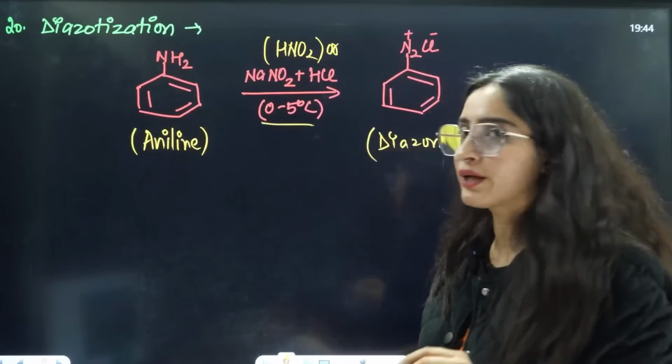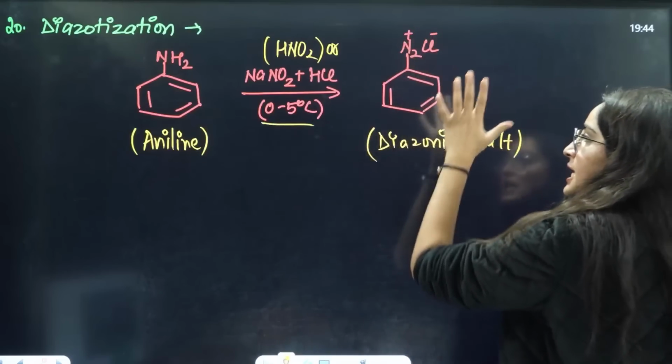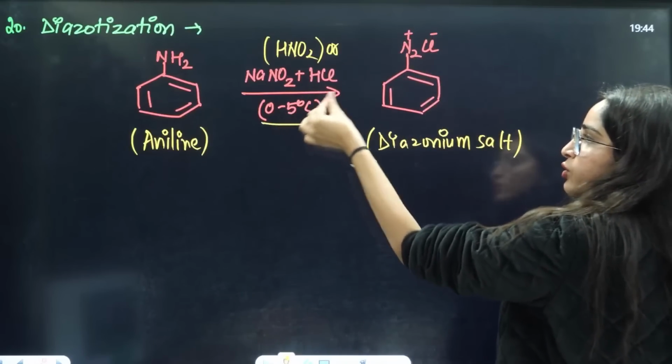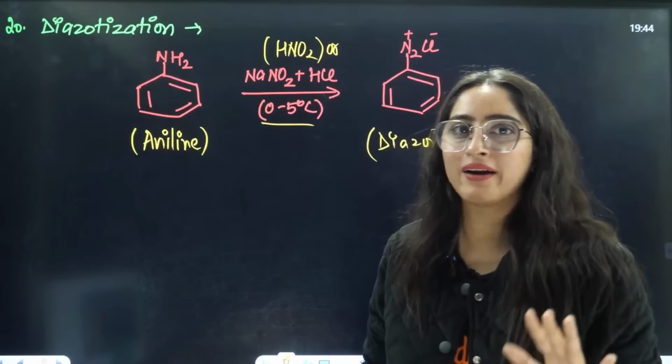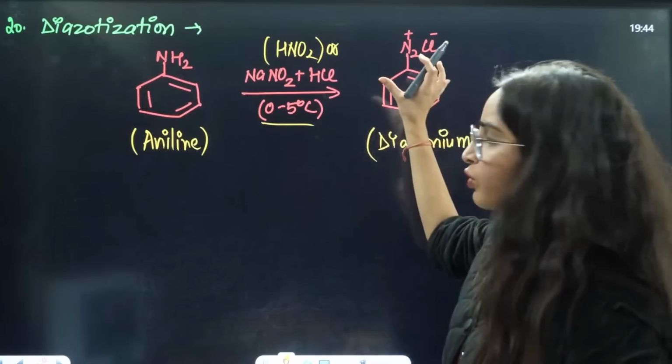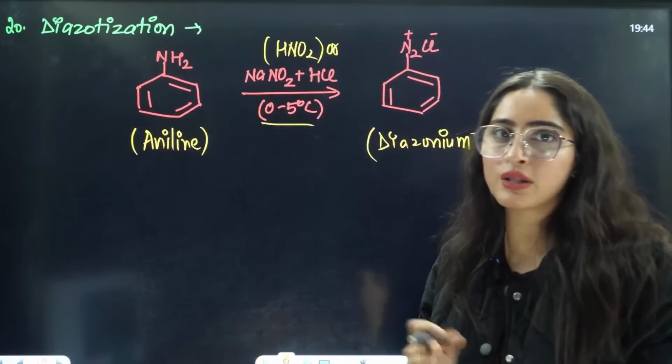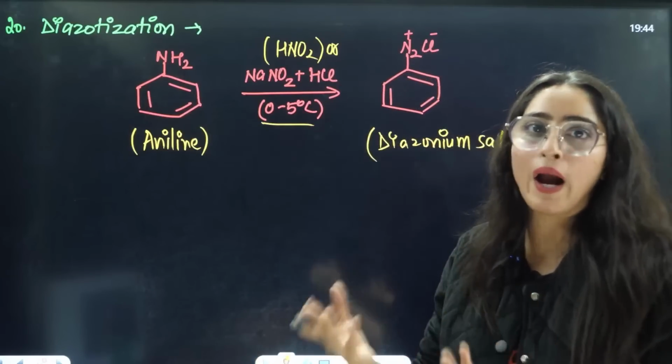Temperature is important because this diazonium salt is stable in cold condition, that is 0 to 5 degrees Celsius. So this much temperature is required here. More than that, this diazonium salt will liberate nitrogen. So that is not required there.